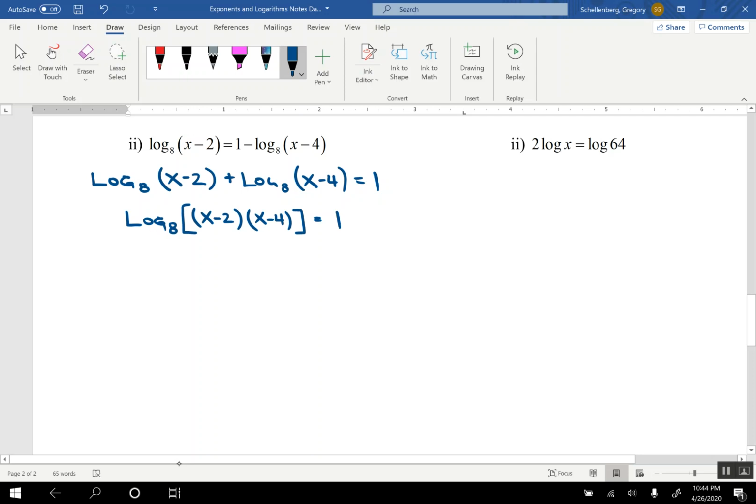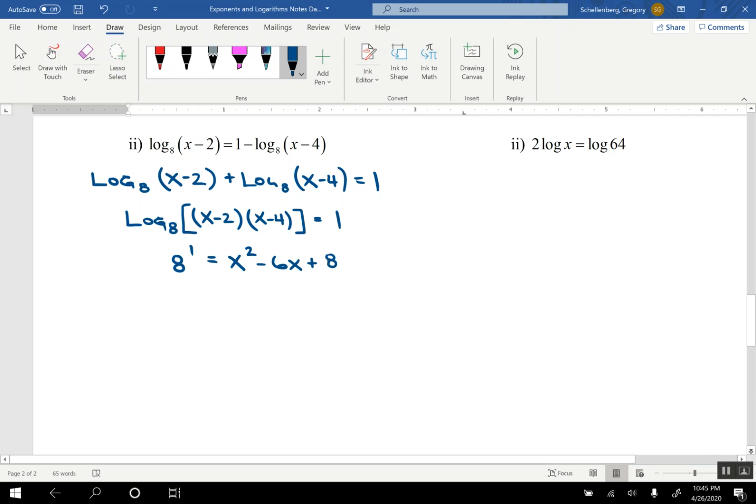Now, from here, we are going to convert this to an exponential. So it's the base 8 raised to the power of the solution 1, 8 to the power of 1, we don't even need to write that, is equal to the argument, which is x minus 2 times x minus 4, and let's just expand that out here. So we've got x squared minus 6x plus 8.